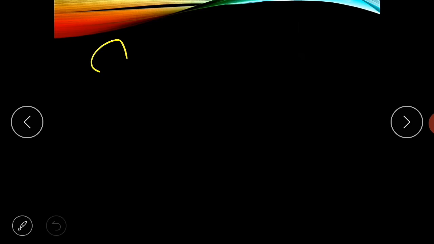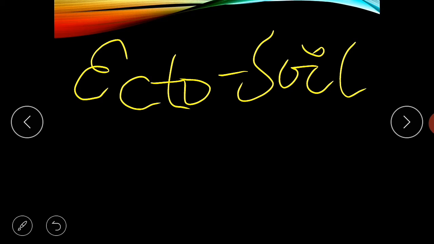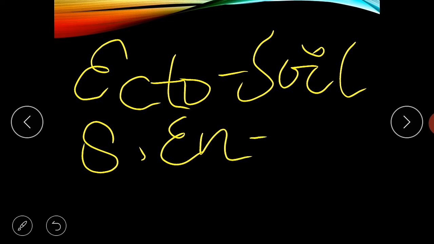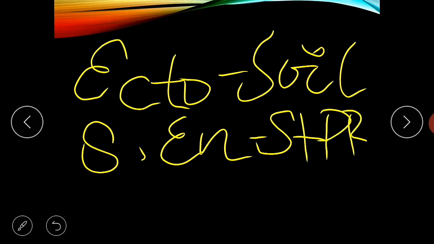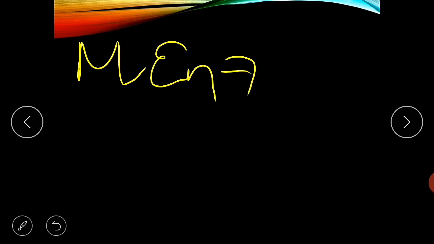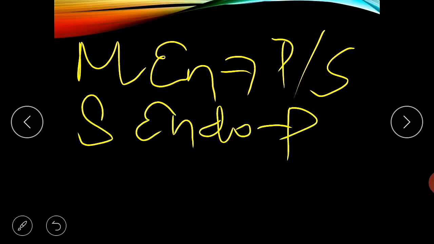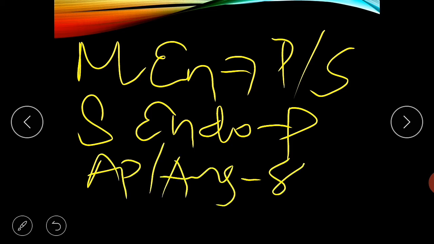If the nematode is ectoparasitic in nature, we have to collect the samples from soil. If it is semi-endoparasitic in nature, we have to collect the nematode along with soil and plant root. If it is a migratory endoparasite, we have to collect it from the plant and the soil. If it is a sedentary endoparasite, we have to collect it from the plant alone. If it is Aphelenchoides or Anguina, we have to collect it from seeds since they are seed-borne.